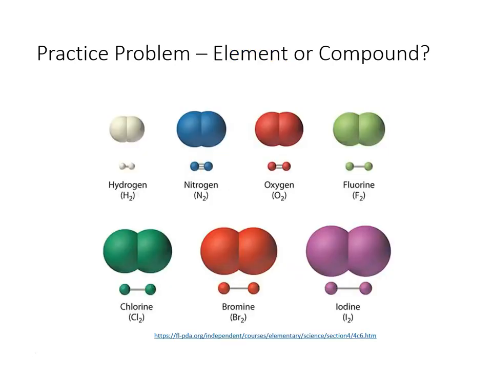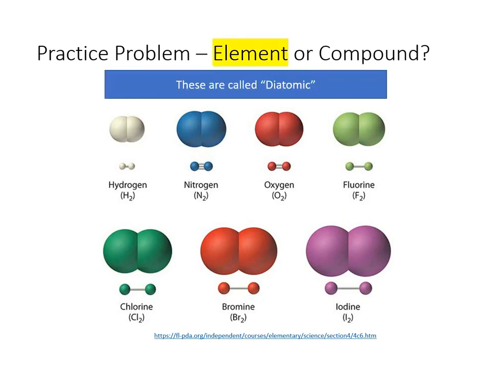This one's probably going to get you. Are those elements or compounds? H2, N2, O2, F2, Cl2, Br2, and I2. When you look at it, you're probably thinking compound because you can see that they are bonded together. However, if you look at the letters, each one of those only has one capital letter. So these are called diatomic.